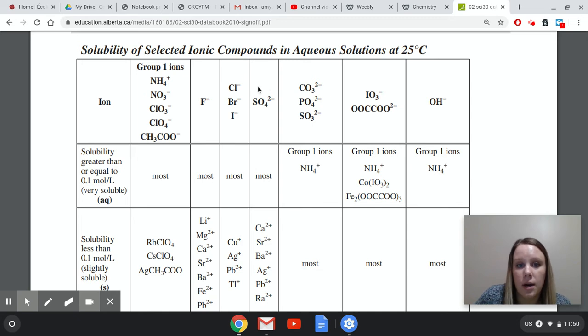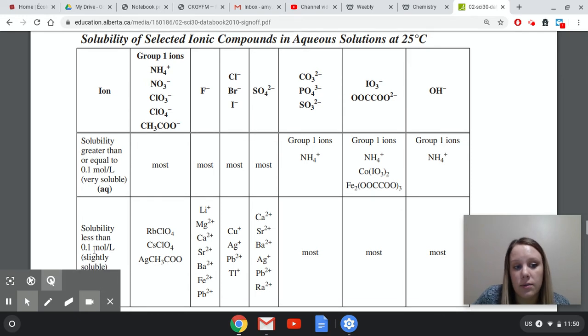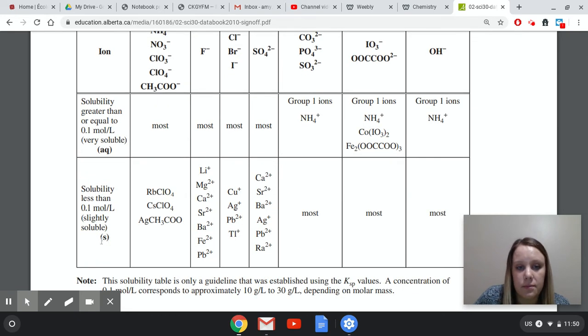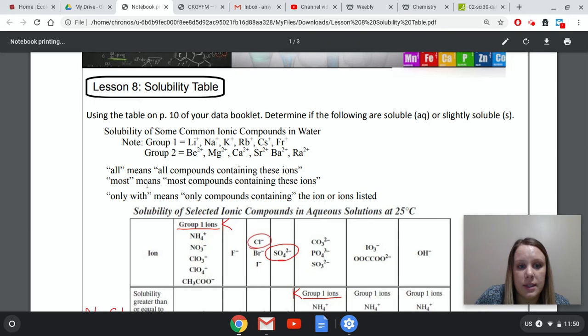If I think about these exceptions, these ones like copper 1, if I combine that with the chloride ion, that's not going to give me an aqueous solution. It doesn't dissolve easily in water, so it will give me a solid. Let's try a few examples.